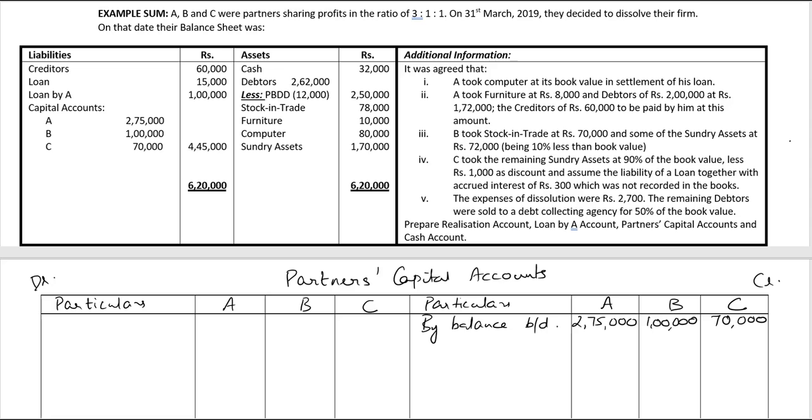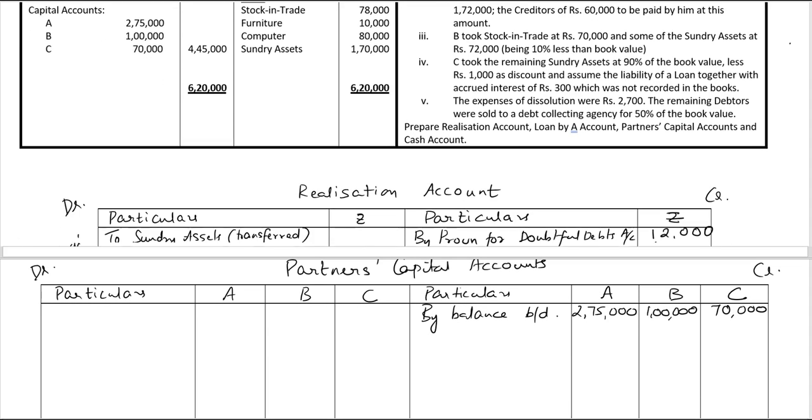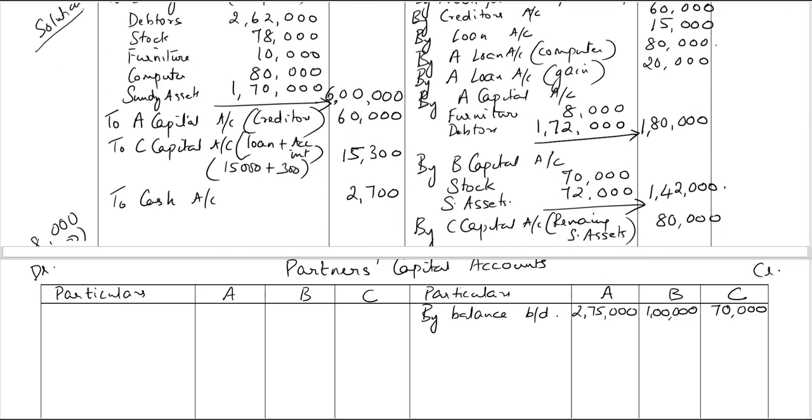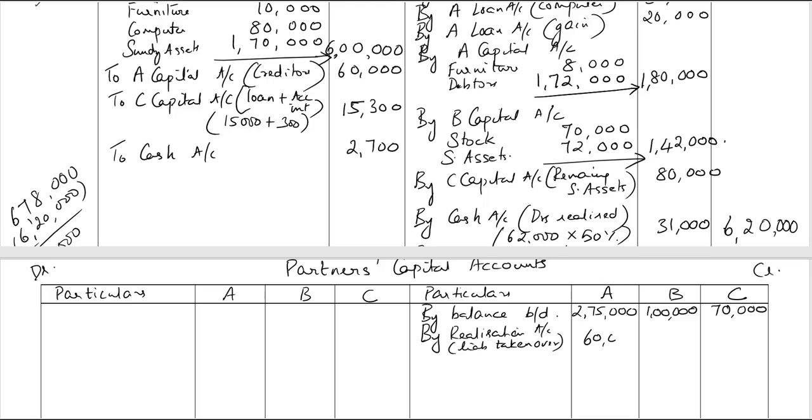There are no reserves or profits or losses to distribute. We'll move on to the realization account to find out the items of assets and liabilities taken over. On the debit side of the realization account, we have liabilities taken over. So it's by realization account. For the liability taken over, A takes away liability, total 60,000 rupees, and C takes over 15,300 rupees.